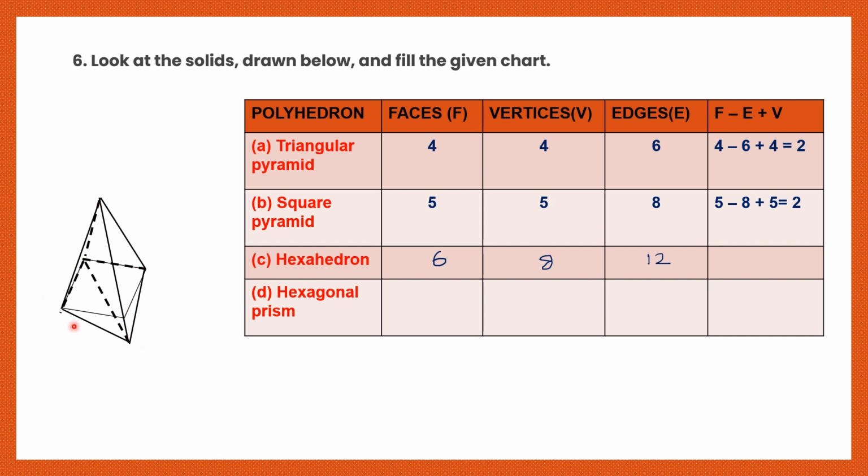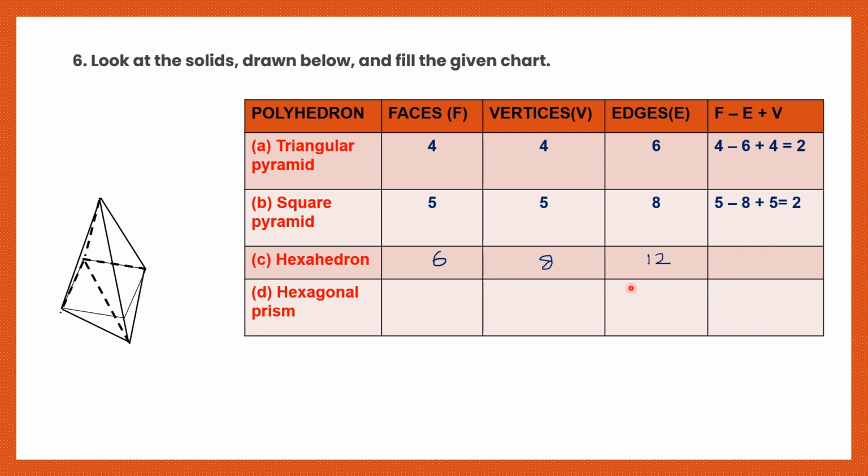Let's see if we can try and find the edges. 1, 2, 3, 4. Then this line 5, 6, 7, and 8. On top there are 4. So down also 9, 10, 11, 12. So we have 12 edges.